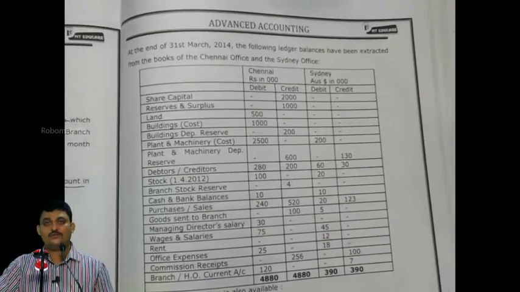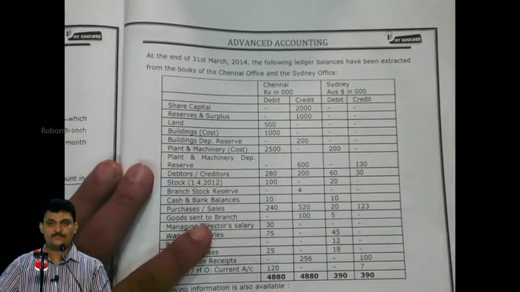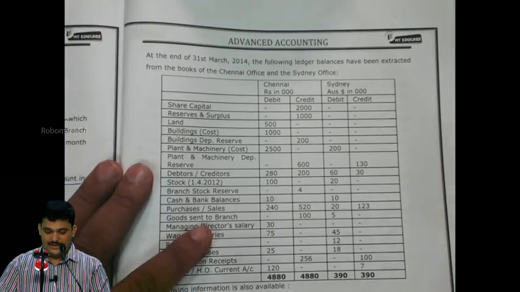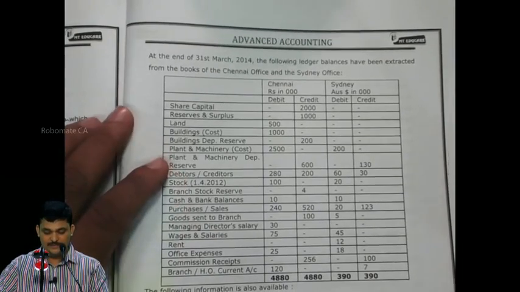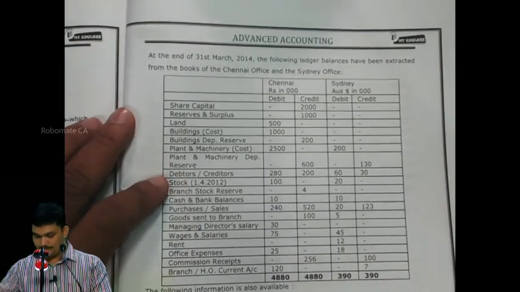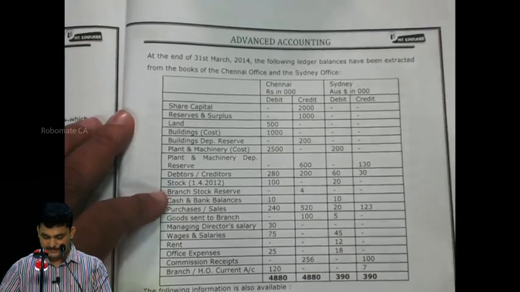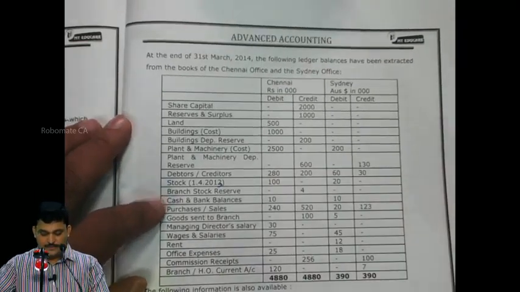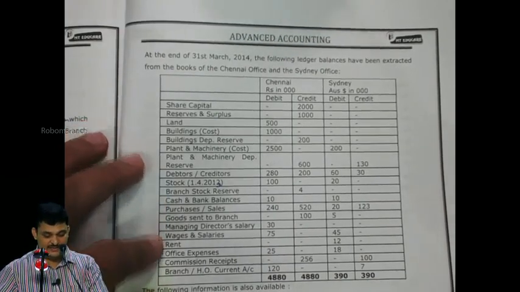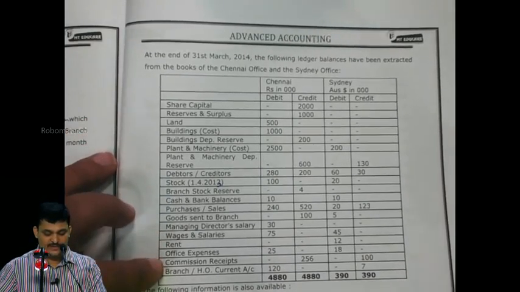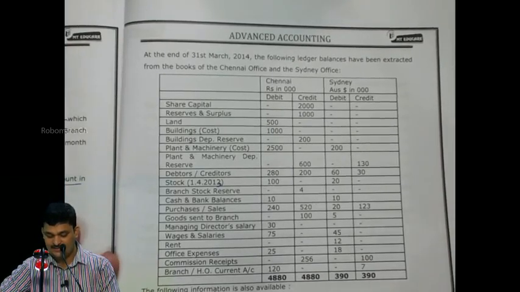At the end of 31st March 2014, the following ledger balances have been extracted from the books of the Chennai office and the Sydney office. Share capital, reserves and surplus, land, building, building depreciation reserve, plant and machinery cost, depreciation reserve, debtors, creditors, stock as on 1/4/2013, branch stock reserve, cash and bank balance, purchase, sales, goods sent to branch, managing director salary, wages and salaries, rent, office expense, commission received, branch head office current account. The following information is also available: closing stock of Chennai and Sydney is given.